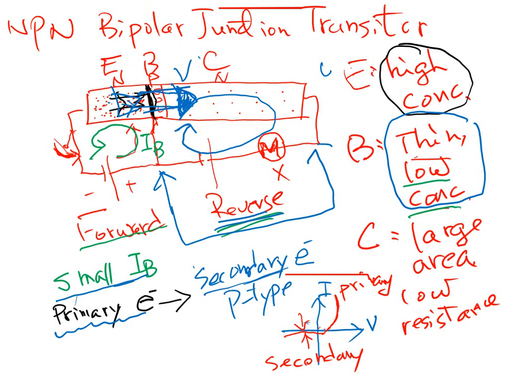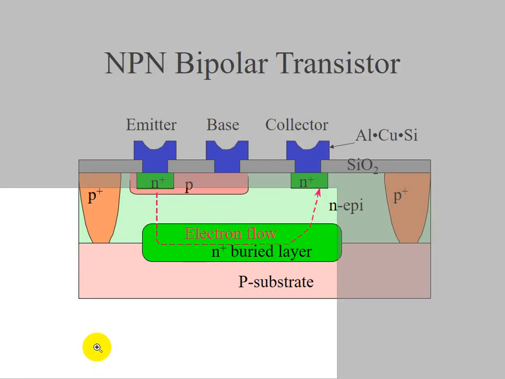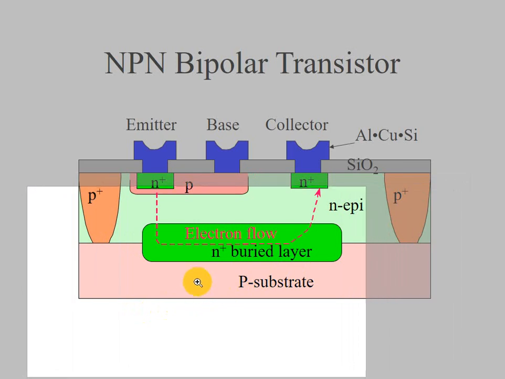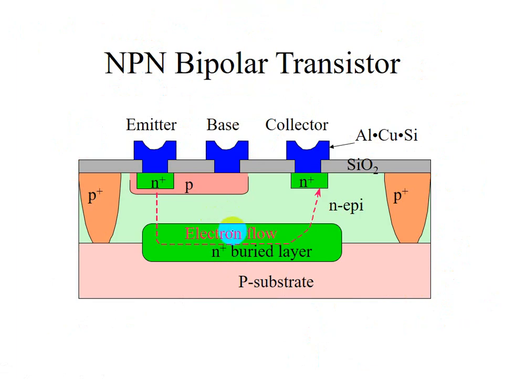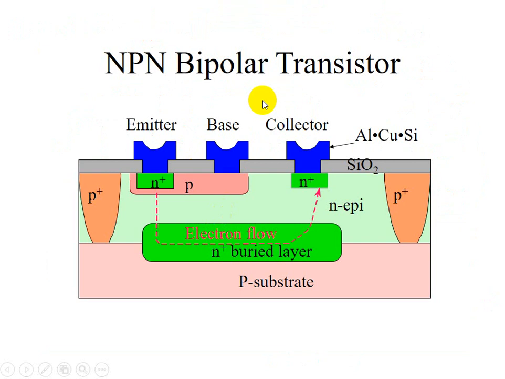A lot of electrons did not recombine at the base area, and they will run through to the collector side, creating an IC current with very high current density. Oops, okay, we lost our drawing. So you know the concept.